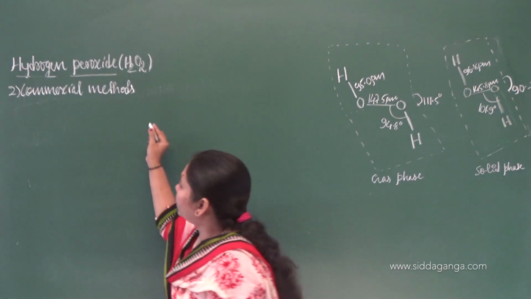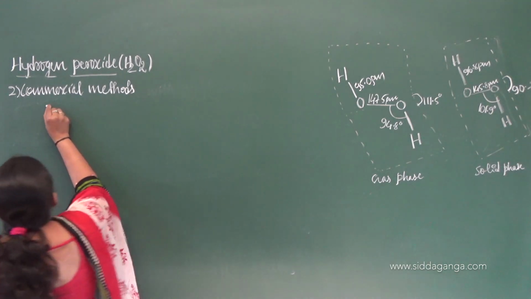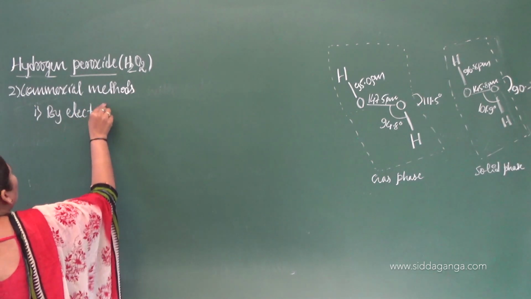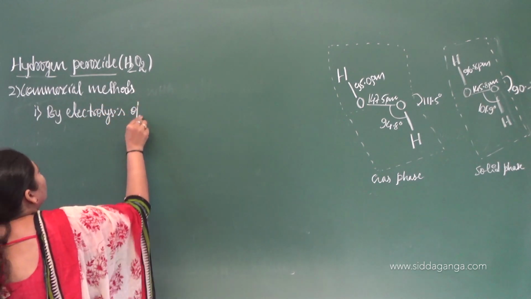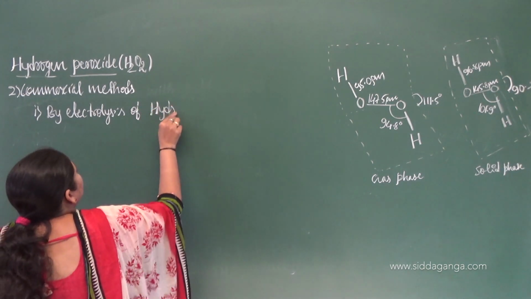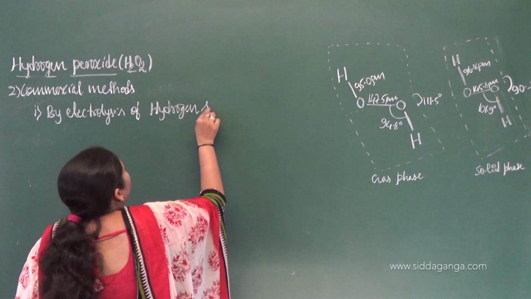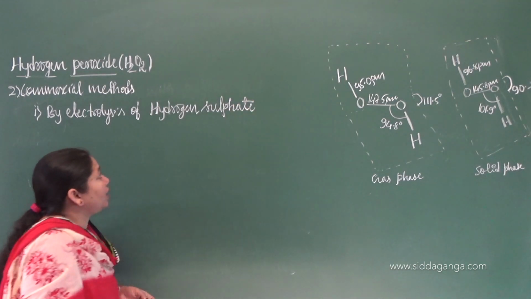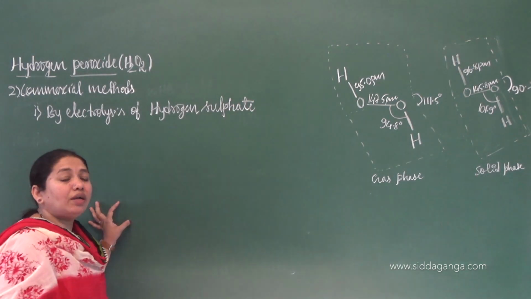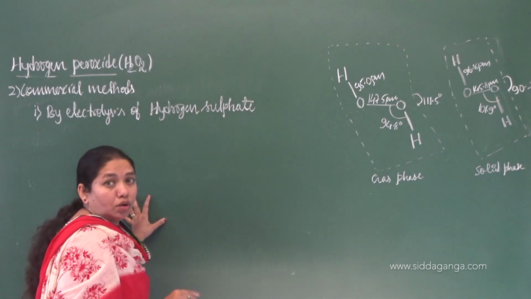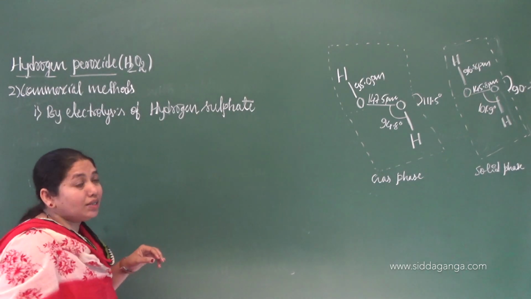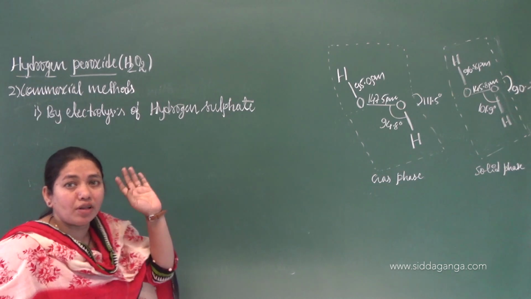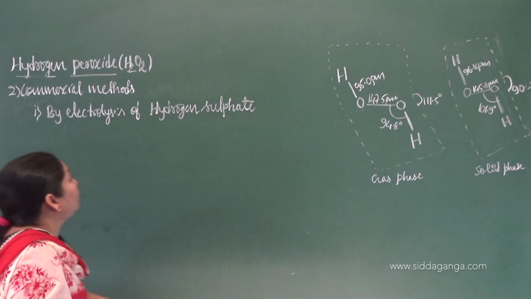What are those commercial methods? The first one is by electrolysis of hydrogen sulfate, that is bisulfate. So that is electrolysis, and after electrolysis, the product formed should be subjected to further hydrolysis. So let me write that one.